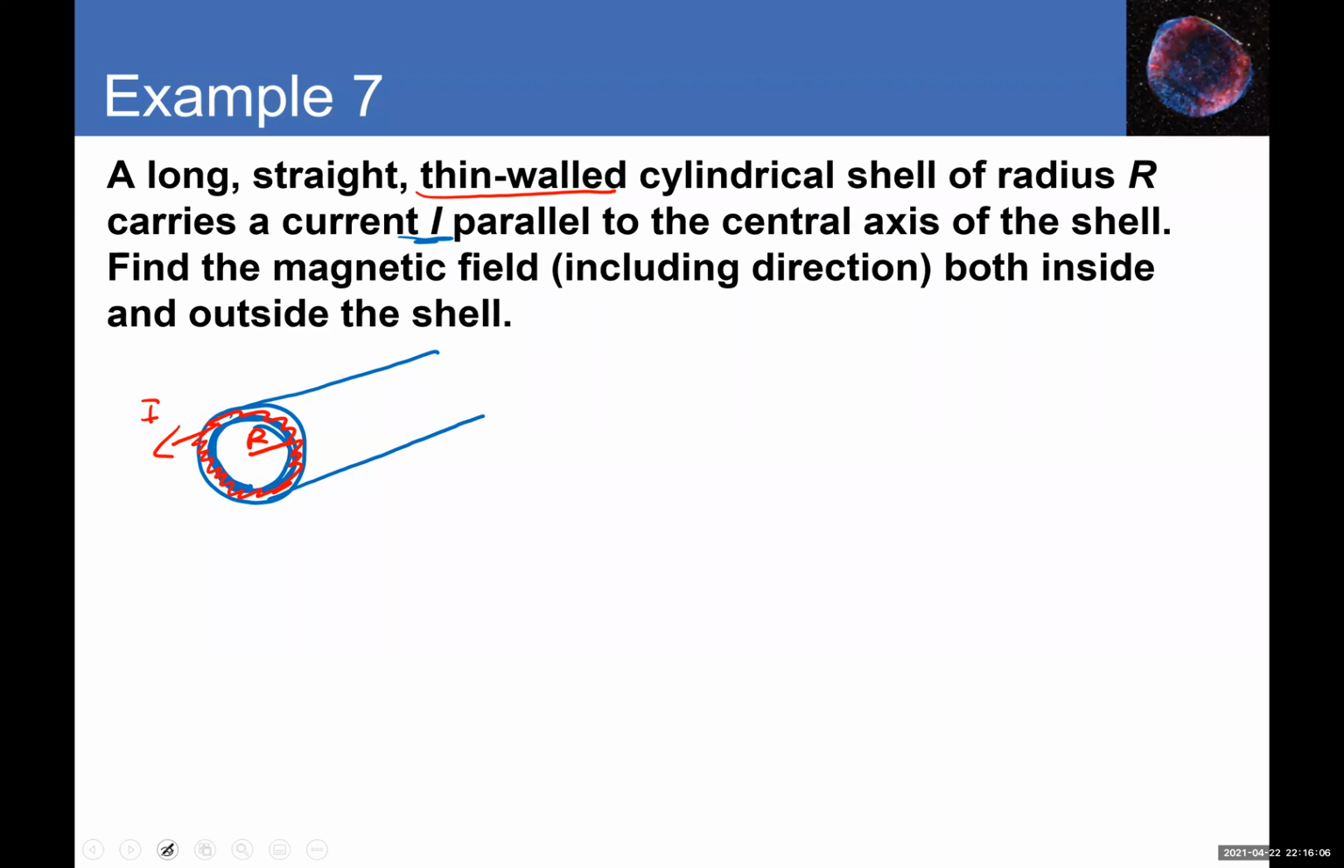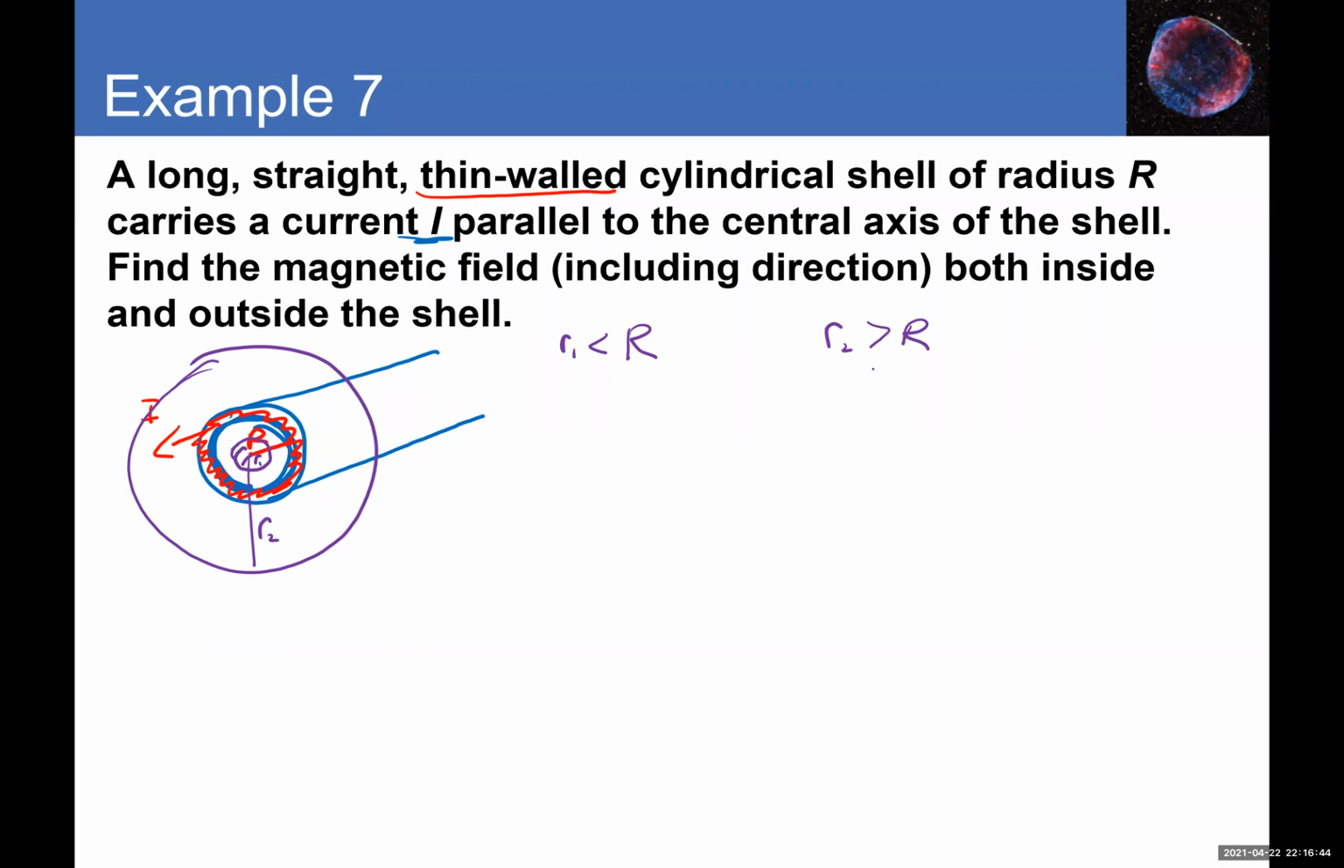One will be such that it allows me to find the magnetic field inside the shell. So let's say my loop will be something like that, with radius, let's call that R1. And R1 is the radius of that Amperian loop that is less than the radius of the shell. Another one will be an Amperian loop, let's call this R2, and R2 will be greater than the radius.